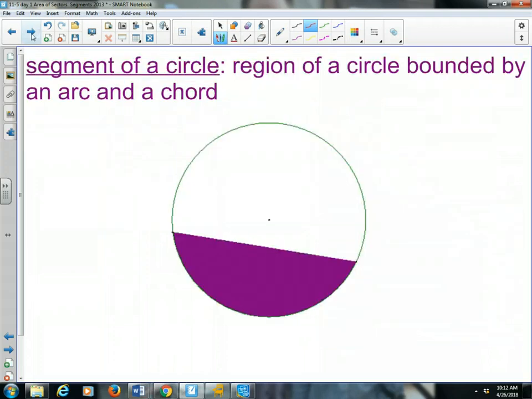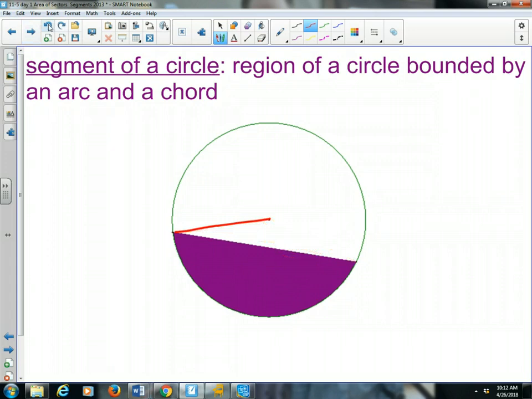Let's first define what a segment is. A segment of a circle is a region of a circle bounded by an arc and a chord. So we talked about what a sector of the circle was. A sector is bounded by a central angle. So whatever this angle is, all of this right here is the sector.